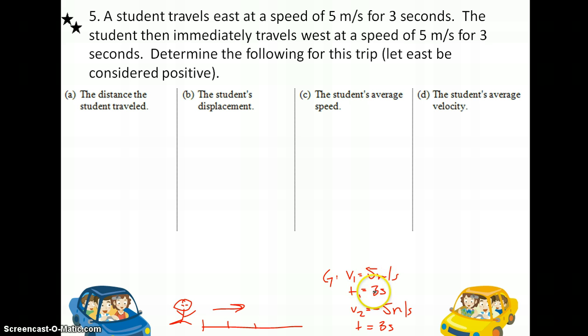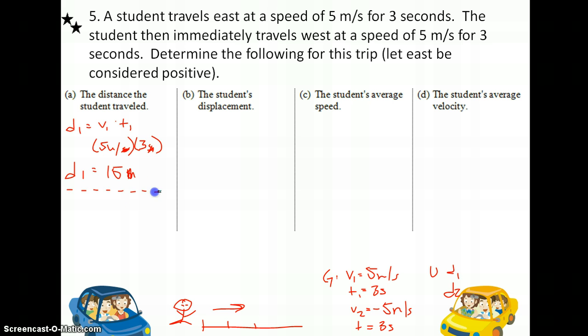Right now the unknowns, for this first one, are the distances. Our unknowns are the distance for the first trip and the distance for the second trip. For letter A, distance 1 is our first velocity times our first time, so V1 times T1. That's 5 meters per second times 3 seconds, so the distance of the first trip is 15 meters, because the seconds cancel out.